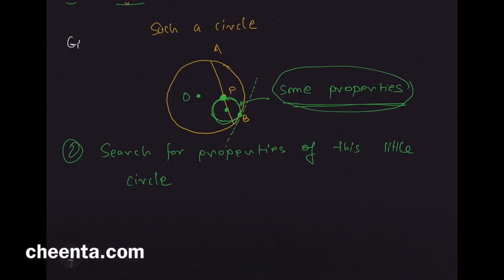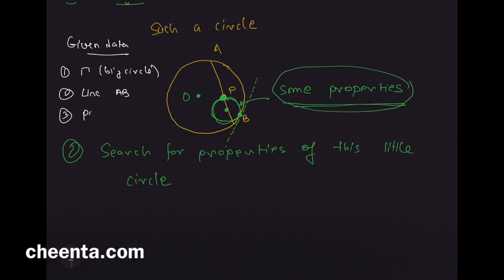The given data are the following. So this first thing is the big circle gamma. That's what's given. The line AB, that's also given, and the point P. So I'm lying a little bit. Actually, the entire line AB is given.